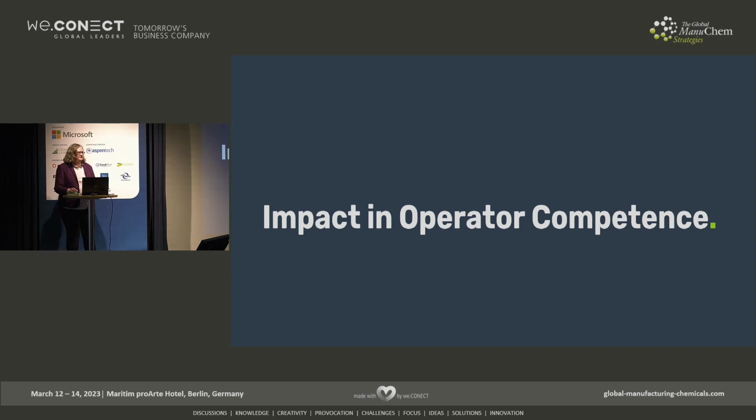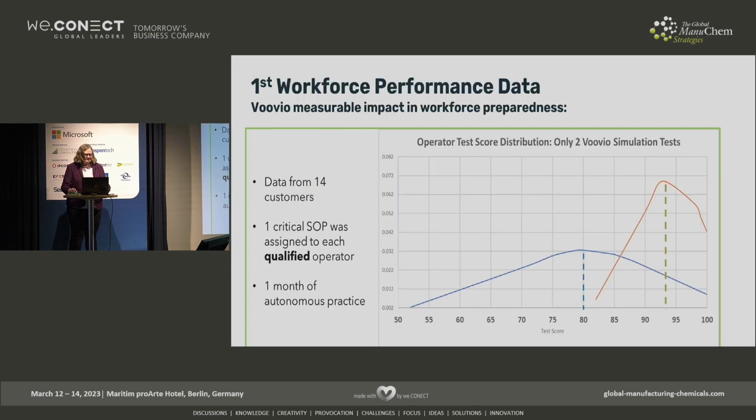Okay, so how does that reflect? Do we have any data to confirm what I just said? We collected data from different customers, and what you see in this diagram is that for each customer we took a critical SOP, a critical standard operating procedure, and did the test with operators that were already qualified, and had then practiced with Vuvio for a month, and then redid the test. And what you can see is that not only has the level of competence of the workforce, so the median, improved, but also the distribution is much more narrow.